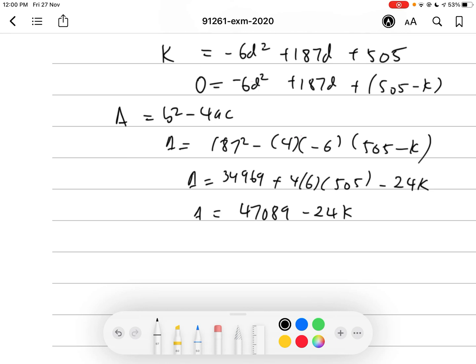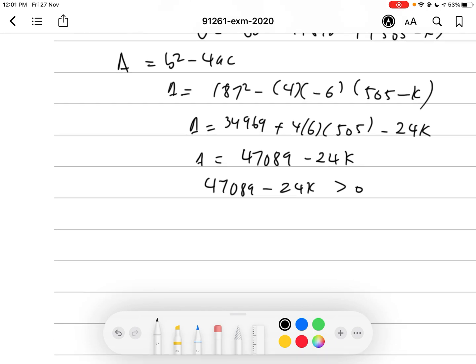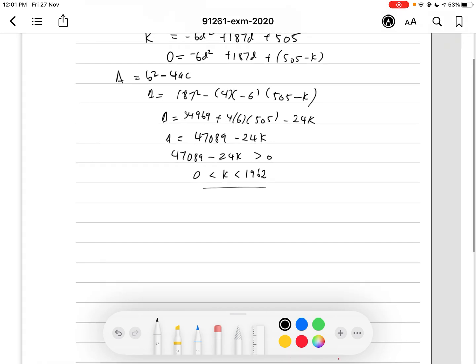Alright, so first of all, in order for this whole thing to even exist, we need a turnover that makes the discriminant equal to or greater than 0. It can't be less than 0, because that's not going to give us any real solution. So that's the first thing. So 47089 minus 24k is greater than or equal to 0. So therefore k is less than 1,962. And we also know that k must be greater than 0, since Zara isn't making a negative turnover. That would be pretty concerning if she was. So k is between 0 and 1962.